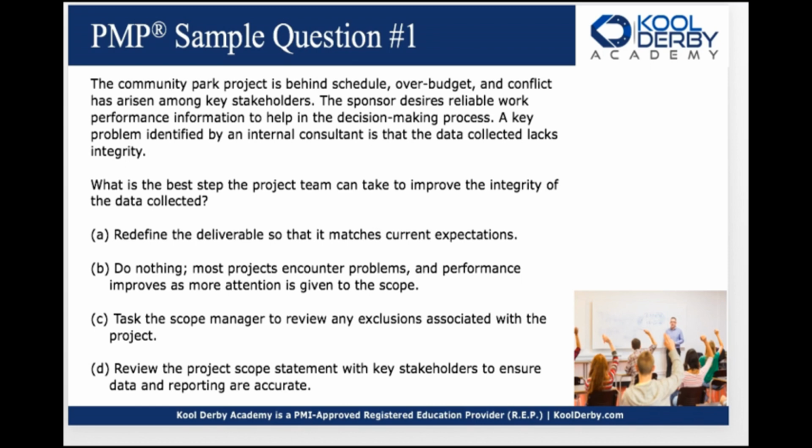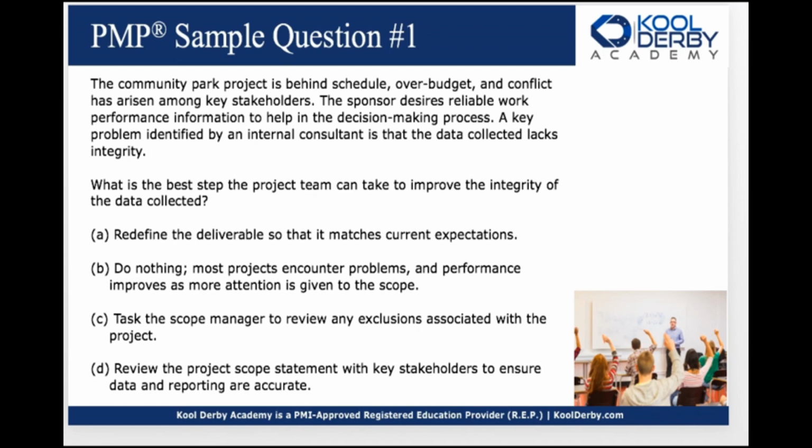Okay, so you're given a scenario. It's a community park kind of thing. It's over budget, it's behind schedule, and there's conflict. Okay, well, it doesn't sound like too different from most projects. Now we get into the meat of this question. The sponsor desires reliable work performance information. Okay, so reliable work performance information, you now know you're in the executing process group just based on that. Now, the question is not about executing, but I want you to know where you are. You have reliable work performance information to help in the decision-making process. So we have an internal consultant. I don't want that to throw you off because it really doesn't matter whether they're internal, external, or whatever, right? It doesn't matter.